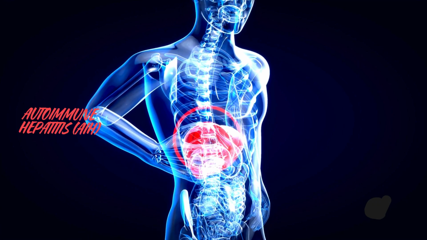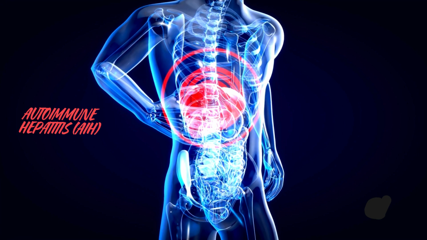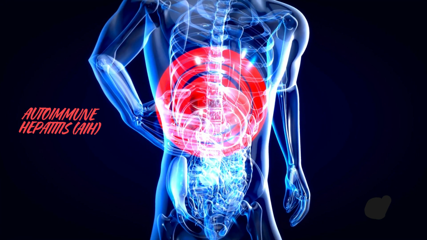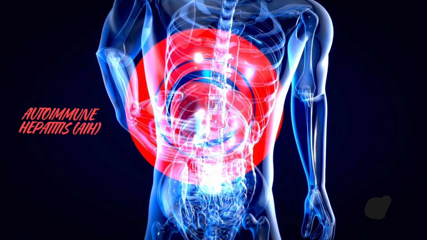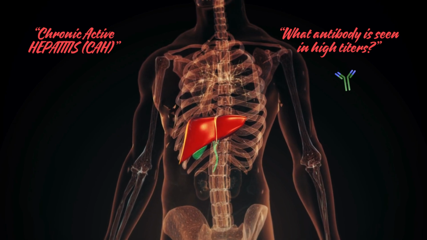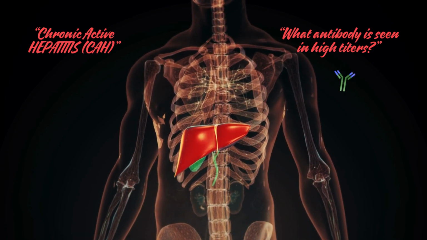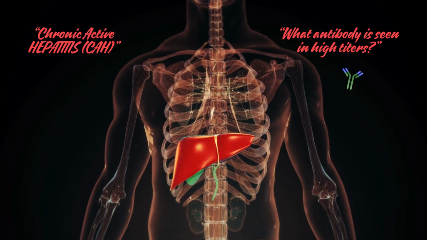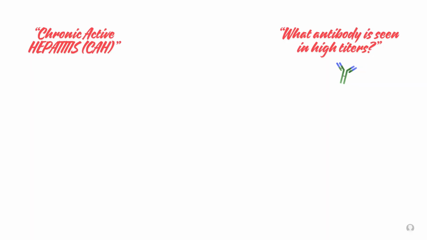Autoimmune hepatitis was formerly known as lupoid hepatitis or autoimmune chronic active hepatitis. In our ASCP study guide, a question refers to chronic active hepatitis associated with a specific autoantibody that you are required to know. It is interesting to note that other etiologies besides autoimmunity may cause chronic active hepatitis.